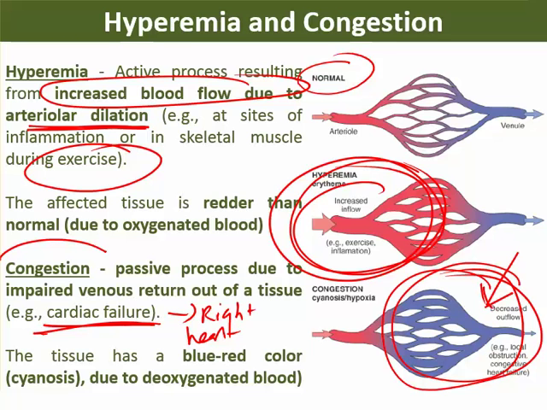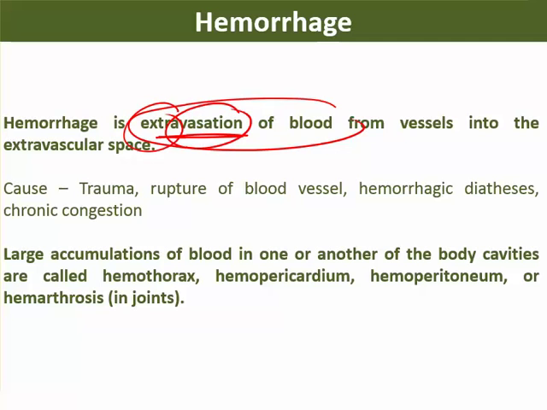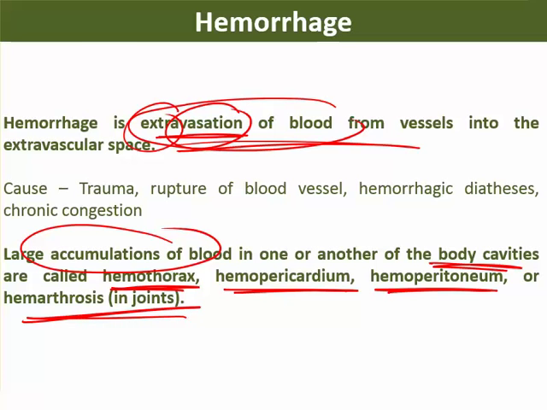Now coming to hemorrhage. Hemorrhage means bleeding. In simple words, it is extravasation, meaning the blood is coming out of the blood vessel. So it is nothing but simple bleeding. The bleeding can happen in body cavities. If it happens in the thorax, it is called hemothorax. In the pericardium, hemopericardium. In the peritoneum, in the abdomen, hemoperitoneum. In the joints, hemarthrosis.